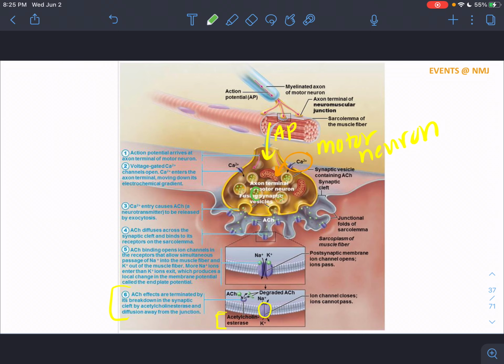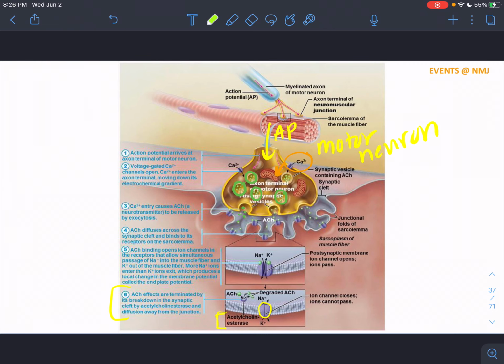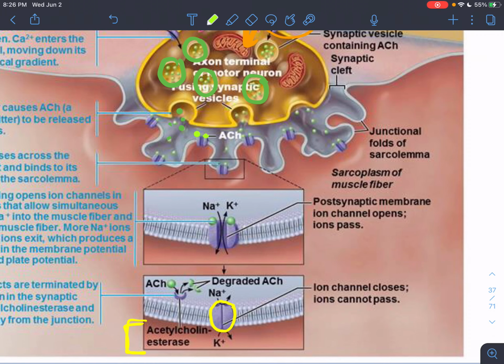Calcium causes these vesicles filled with the neurotransmitter acetylcholine to bind and exocytose the neurotransmitter acetylcholine into the synapse. Acetylcholine is going to diffuse across the synapse and bind to ligand-gated receptors on the muscle's sarcolemma, right? And the sarcolemma, again, is just the cell membrane of the muscle. That binding of acetylcholine to these channels is going to open them.